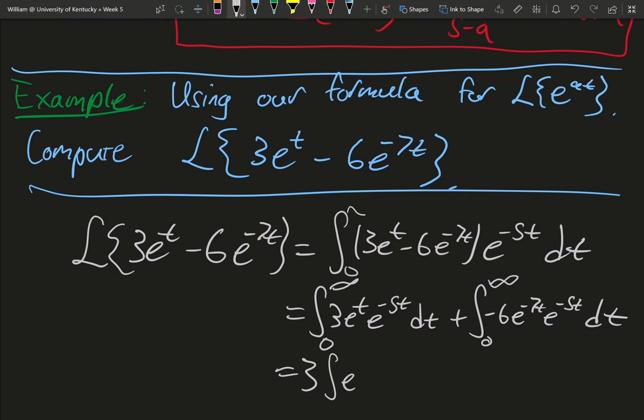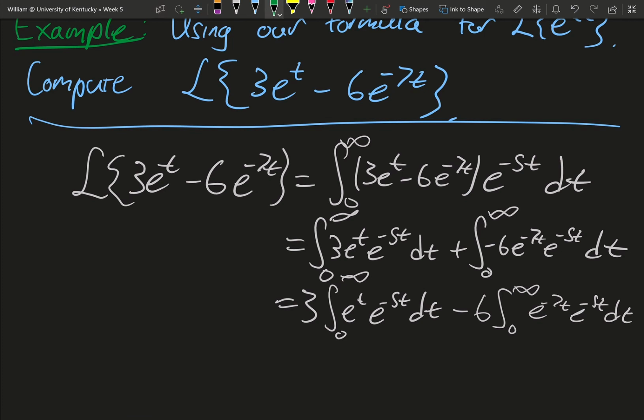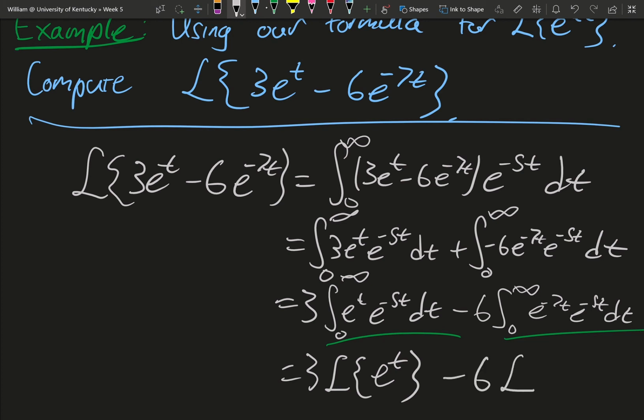I guess I should be indicating the bounds here. Minus 6. All right, and then if I look at this and this, I see that this integral is now the Laplace transform of e to the t. And this integral is the Laplace transform of e to the negative 7t.